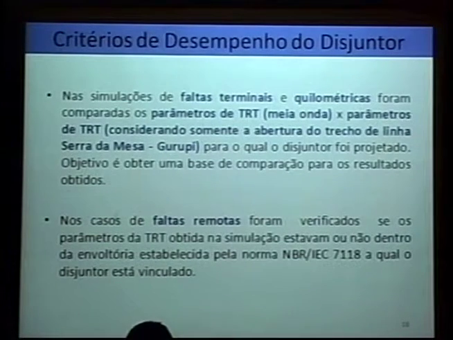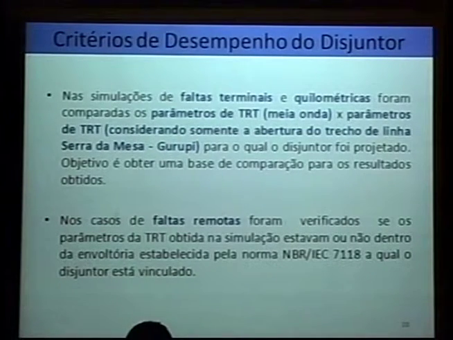Data from the TRV that were obtained for the half-wavelength line were compared with the TRV data considering the opening of the segment between Serra da Mesa and Gurupi. With this, considering the compensation of the segment between Serra da Mesa and Gurupi. Just as a reminder, the circuit breaker was designed to open this segment in the line. The purpose of creating this criterion was to get a comparing base to analyze the results.